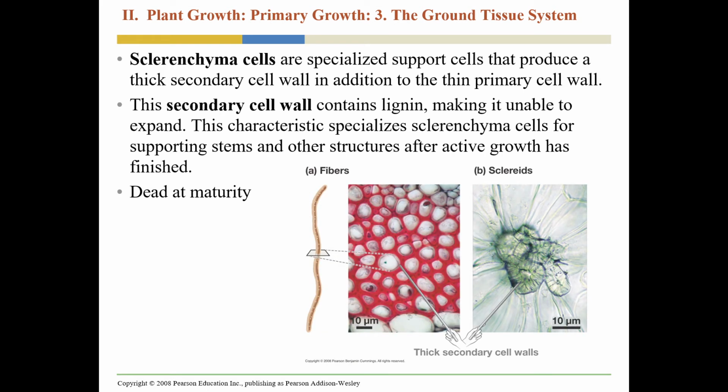Sclerenchyma cells are specialized support cells, and they thicken up the cell wall in addition to that thin primary cell wall. It contains lignin, making it unable to expand, and it is dead at maturity. A good example of sclerenchyma cells is the grit in pears, and I think we still do that in lab, where pears have a gritty texture to them. That is because of these sclereids, these sclerenchyma cells.